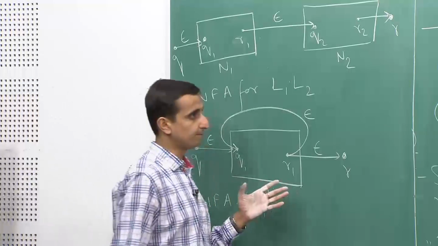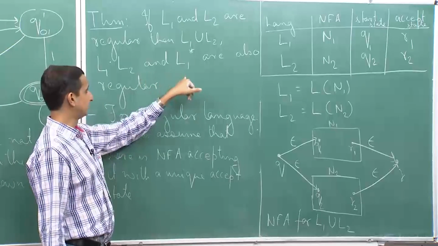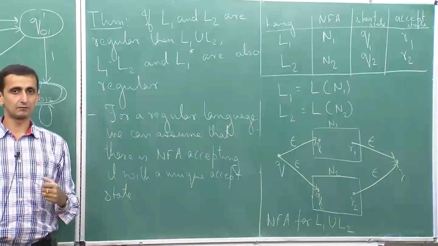So, this proves that the languages L1 union L2, L1 concatenated with L2 and L1 star are also regular.